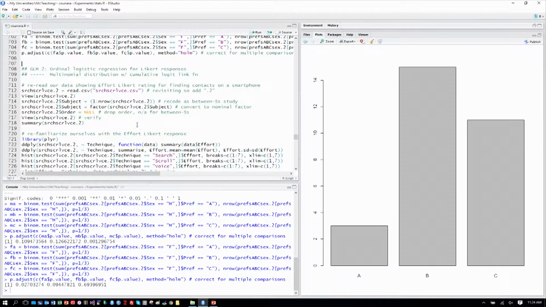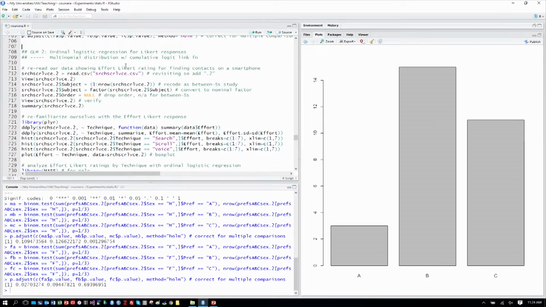Okay, let's move now to our second generalized linear model, where we have an ordinal response. We'll use ordinal logistic regression for a Likert-type response, a 1-to-7 scale response. This will actually use a multinomial distribution with the cumulative logit link function, just for those of you interested in what's happening under the hood here.